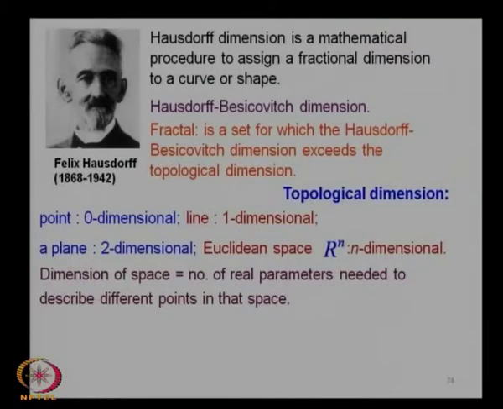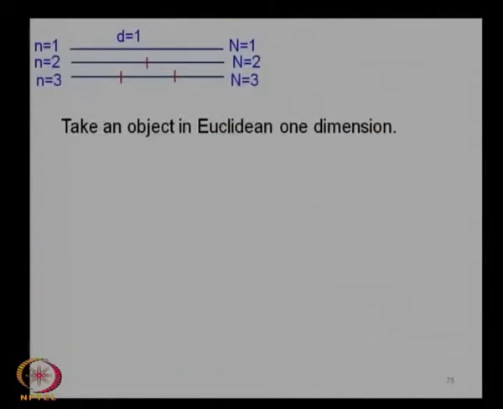And what you mean by the dimensionality of the space is the number of real parameters that you must specify to characterize, to give complete information about a point in that space. So, if you take one line and divide it into two parts, then you get two pieces which are identical to each other. If you divide it into three parts, you get three pieces which are identical to each other.